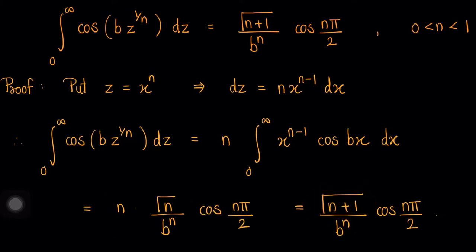So finally we have shown that the value of this integral from 0 to infinity of cos of b z raised to 1 by n dz is equal to gamma of n plus 1 upon b raised to n, cos of n pi by 2, and this n lies between 0 and 1.